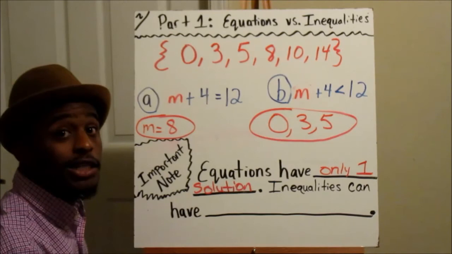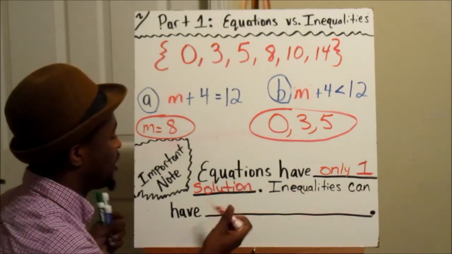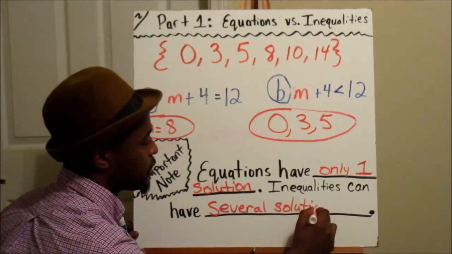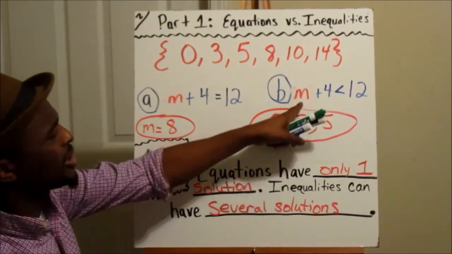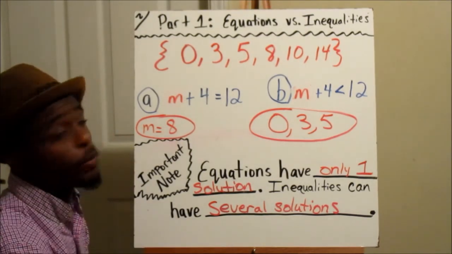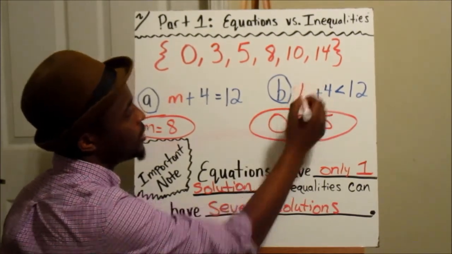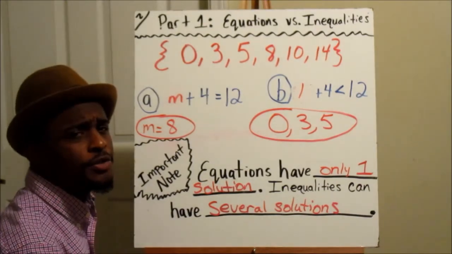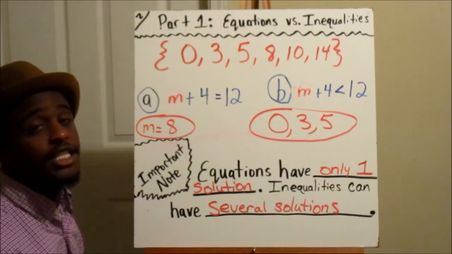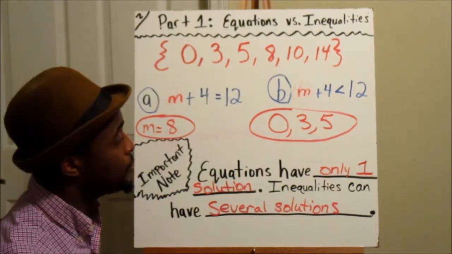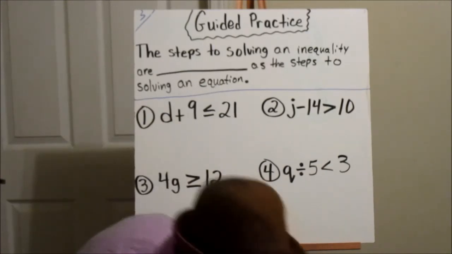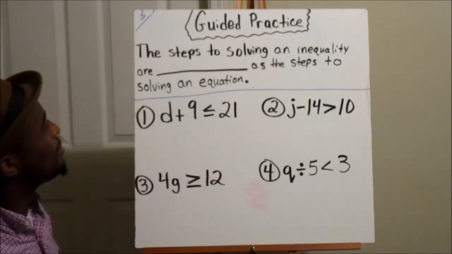Right? Inequalities, on the other hand, can have several solutions. And if I look up here in my problem, I can think of other solutions that will work as well. The number 1, if I plug in 1, I'll get 1 plus 4, which equals 5, and 5 is less than 12. So there are several other solutions besides these 3 that will also make that inequality true. Alright, got it, practice. Just filling in that blank.